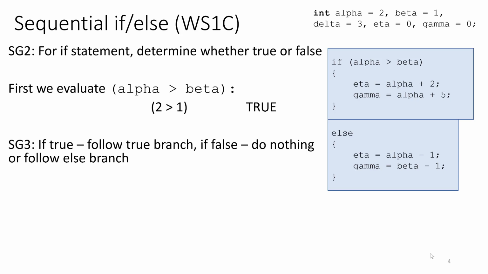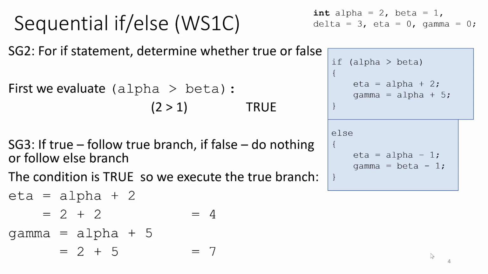Subgoal 3 tells us to follow the true branch. So we will do eta is assigned the value of alpha plus 2, and gamma is assigned the value alpha plus 5. Eta then becomes 2 plus 2, or 4, and gamma becomes 2 plus 5, which is 7. These are the new values for eta and gamma that carry on to the next sequential if statement.